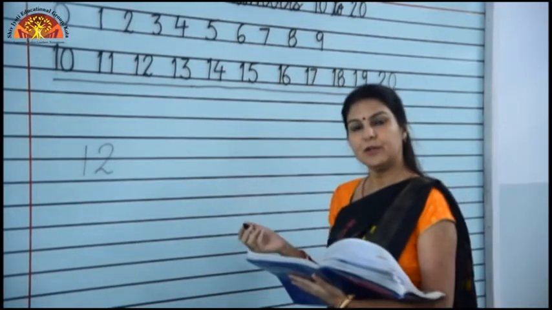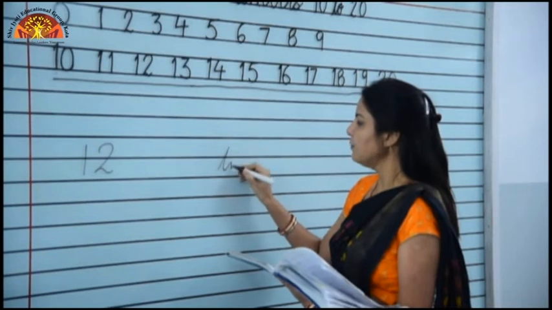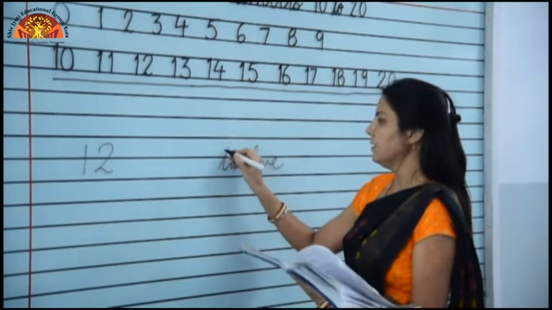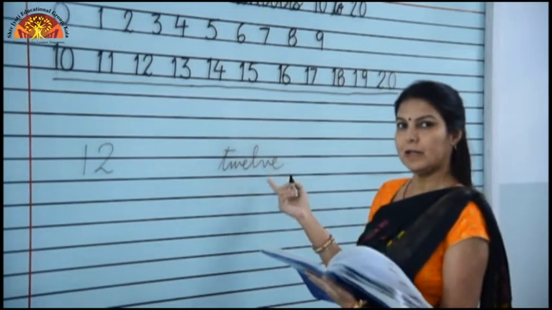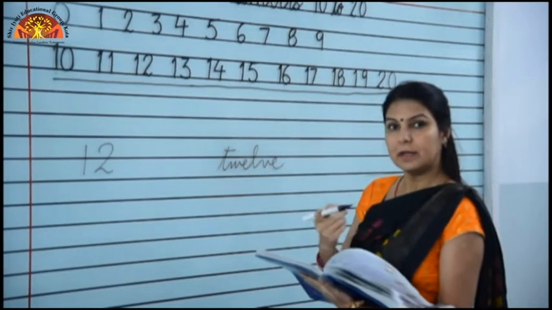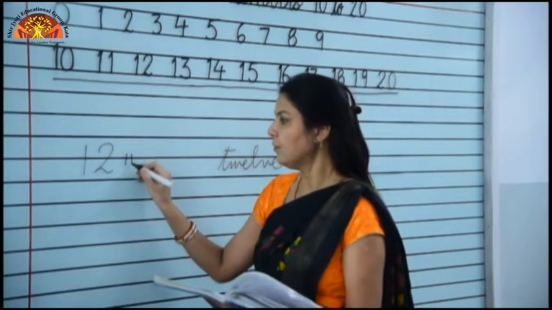What is the spelling of 12? The spelling of 12 is TWELVE. Now you can find the spelling of 12 in column B. It is written at the third number. So we will write number 3 in front of 12.